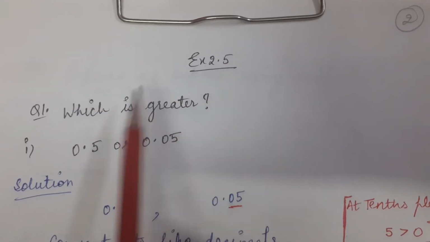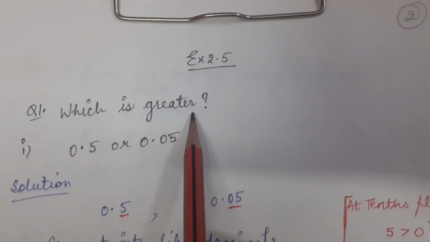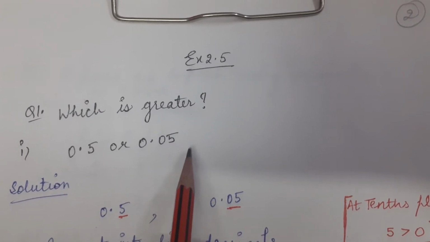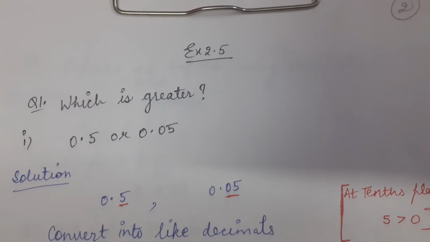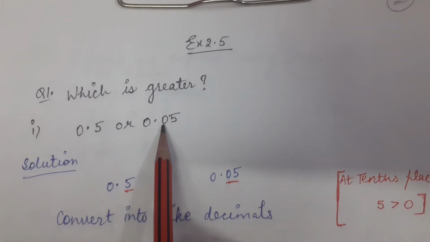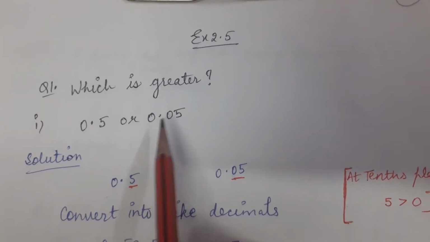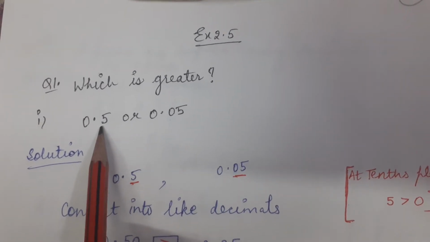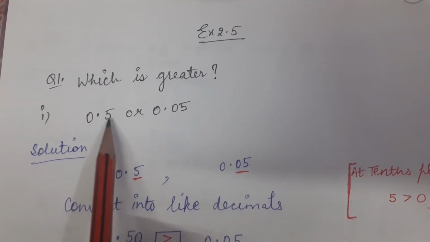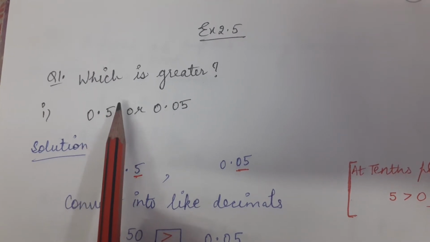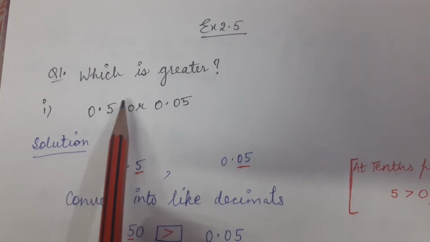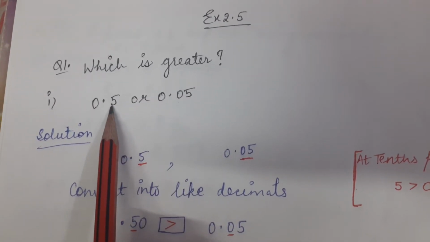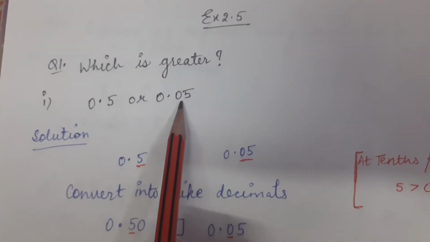Exercise 2.5, question number 1, which is greater: 0.5 or 0.05? Students, when you have to compare decimals, first of all you have to check whether they are like decimals or not. What do you mean by like decimals? Like decimals means the number of decimal places is the same. Decimal places means how many digits there are after the decimal point. This is 1 digit, this is 2 digits. So the decimal place is 1 here and 2 here.